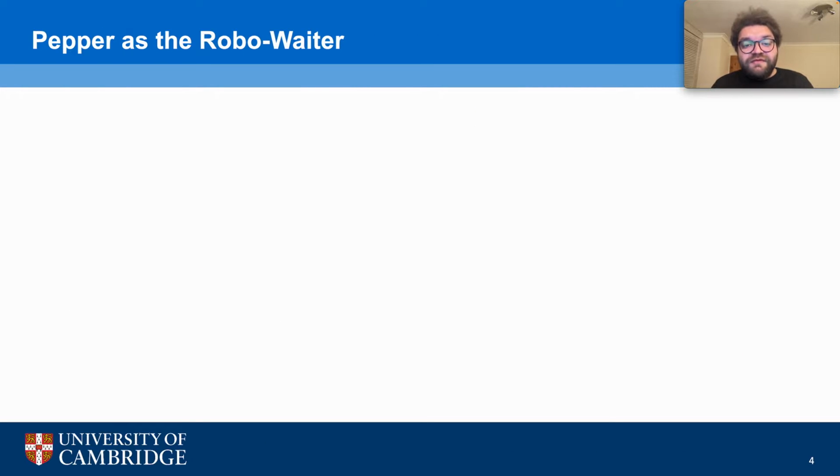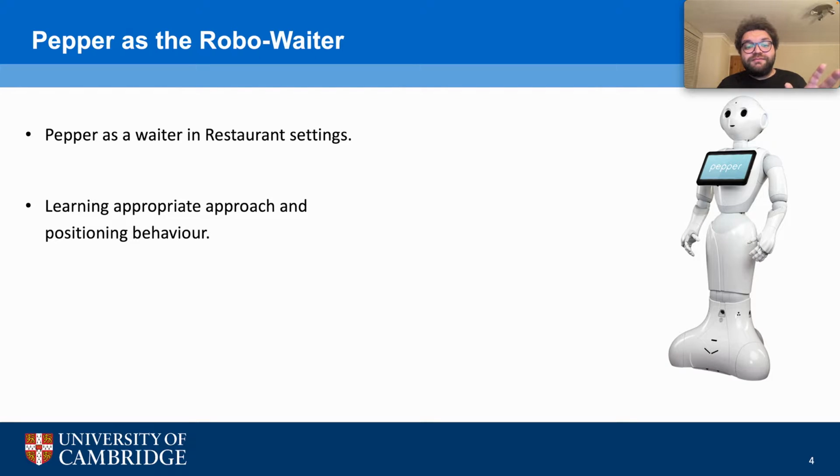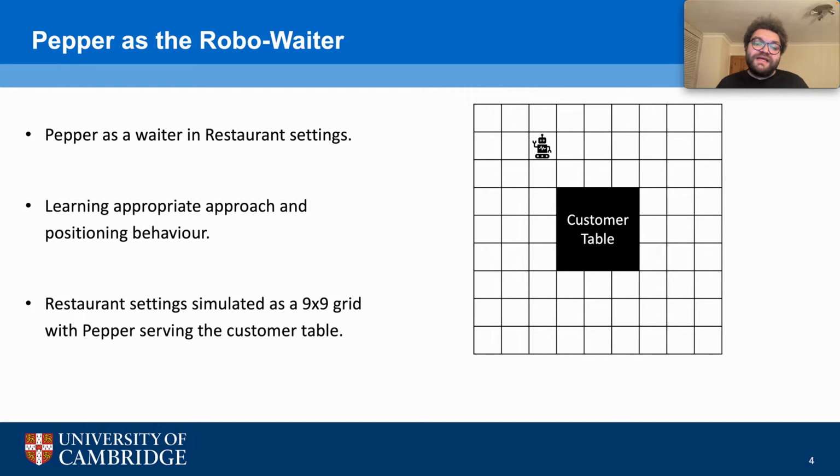In this work, we focus on one such setting where we evaluate Pepper as an effective robo waiter navigating through a restaurant, learning socially appropriate approach and positioning behavior with respect to humans. For this, we simulate a restaurant environment by designing a 9x9 grid, placing the customer table right in the middle. The robot needs to learn how to approach the customer table and position itself appropriately to interact with the customers.